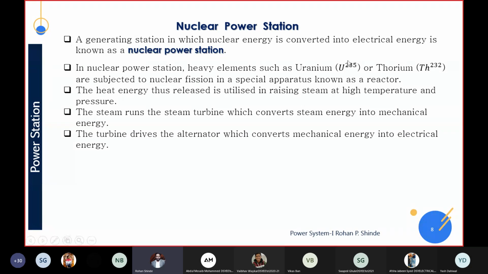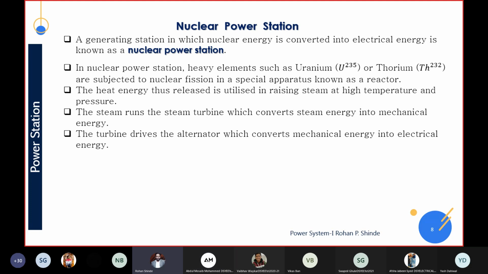Now tell me, is this the atomic number or the atomic mass number? Can anybody tell me what this is? U-235. Atomic number, 235, what is the meaning of this?